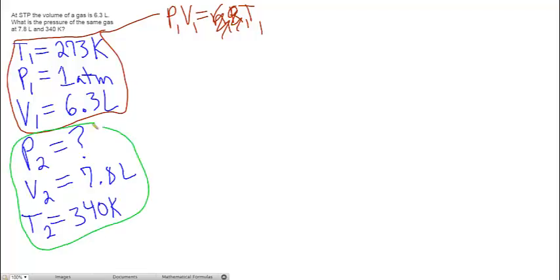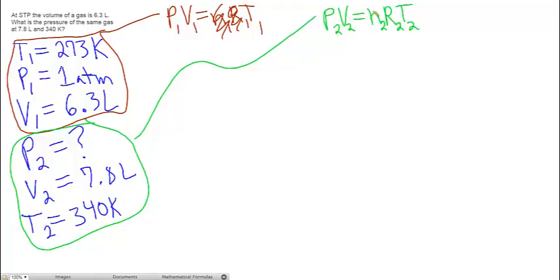Our second group, PV equals nRT, 2, 2, 2, 2. Again, we don't have our moles or our R, so we cross those out. Now we have left P1 V1 equals T1 and P2 V2 equals T2.